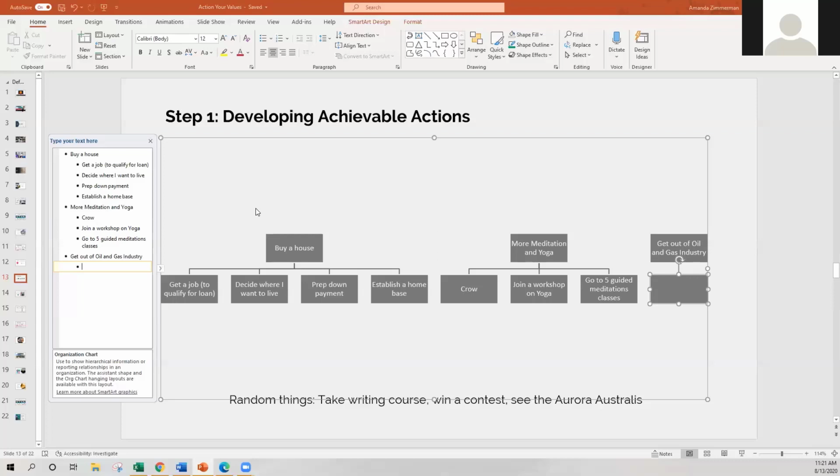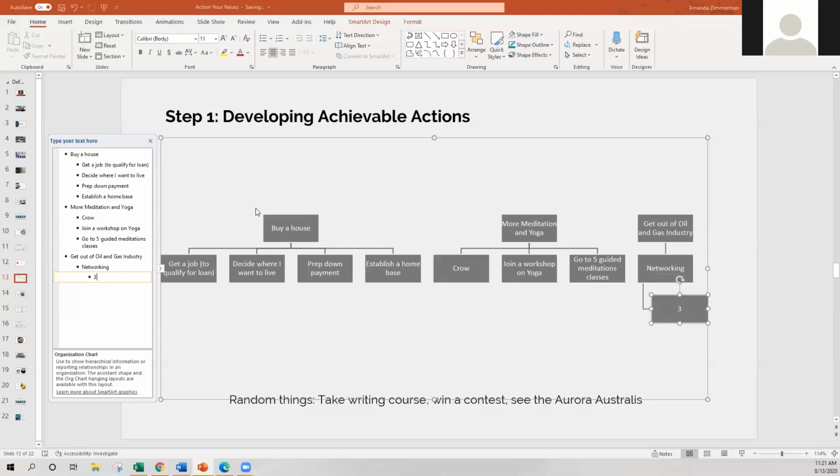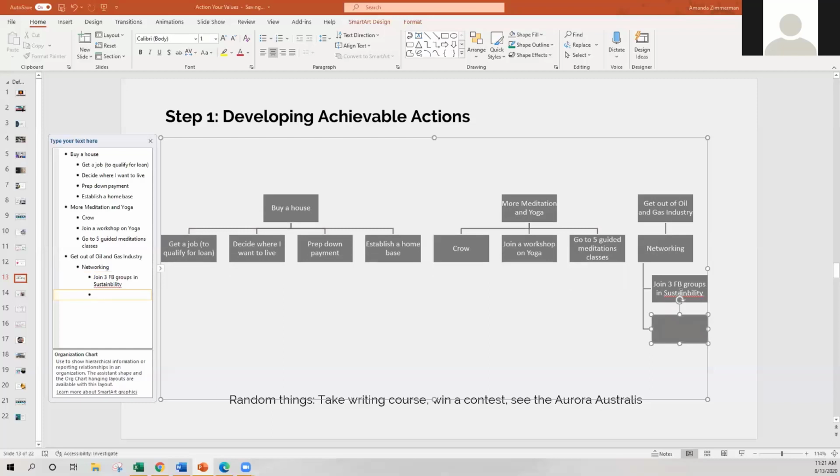So this is where you can start to think about, okay, I want to transition out of the industry that I'm in. What are some ways that I can transition? So networking is going to be a great way for you to find some transition opportunities. So within networking, I can maybe join 3 Facebook groups that are in the new industry that I want to move to. Now, at the time, I was really interested in sustainability. So because I work within improvement, I was really interested in understanding the link between some of the sustainability work that's being done out there and continuous improvement. Because we're using a lot of the same tools, and I knew sustainability was growing. So I can join 3 Facebook groups.